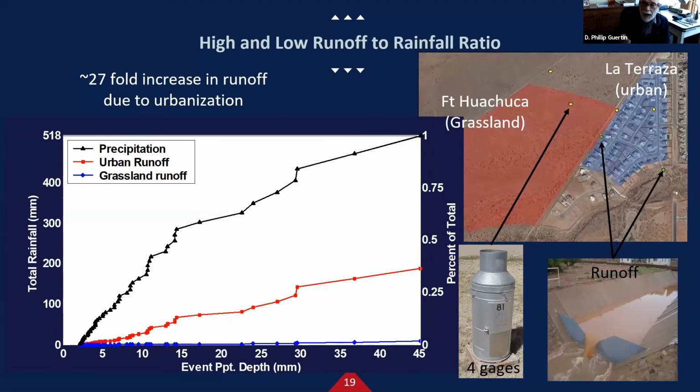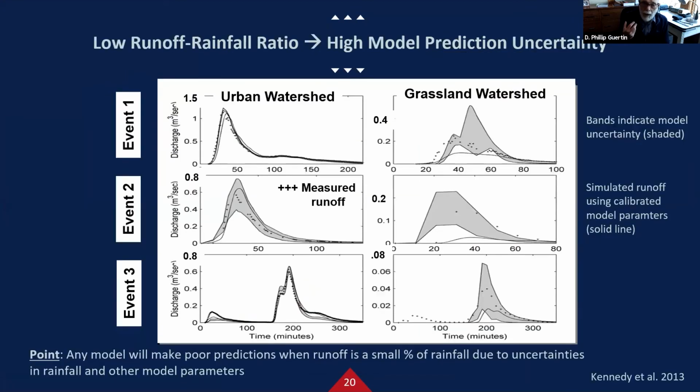We actually saw a 27-fold increase in runoff due to the urbanization in this situation. Next slide. And this is work that Dave Goodrich did with a student, essentially Jeff Kennedy, and we're really looking at uncertainty related to this low runoff rainfall ratio. And it's not just based on the amount of rainfall, but it's also based on these different types of watershed.